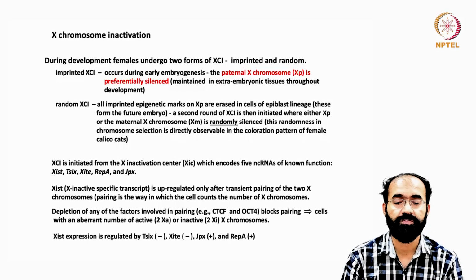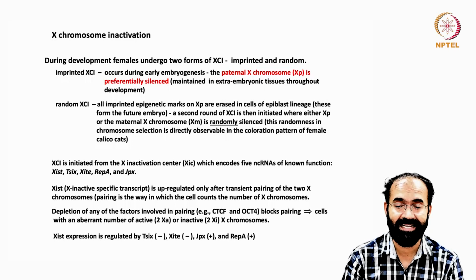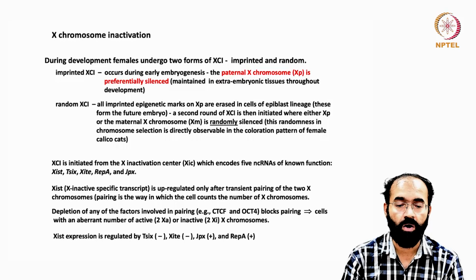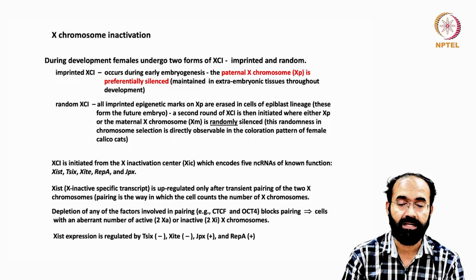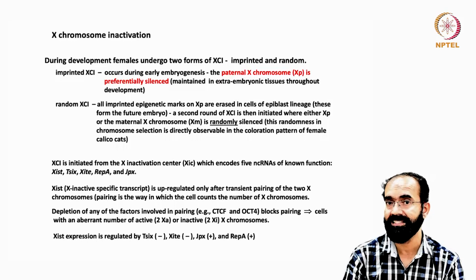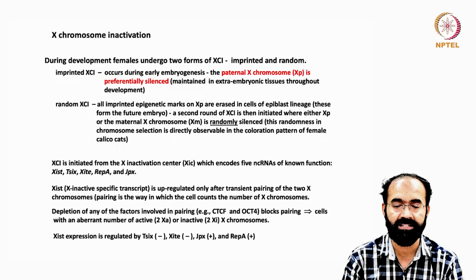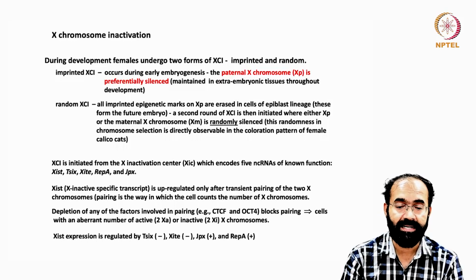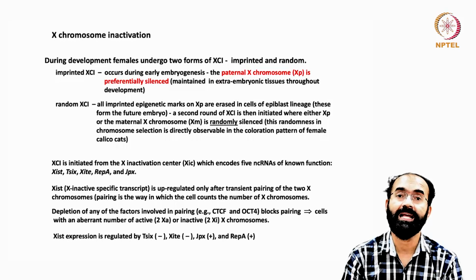That means the paternal X marks are erased in cells of the epiblast lineage, and these form the future embryo epiblast cells. A second round of X chromosome inactivation is then initiated, where either Xp or the maternal X chromosome, referred to as Xm, is randomly silenced. No bias is given to any of them. Randomly silenced, and this randomness in chromosome selection is directly observable in the coloration pattern of female calico cats, which we have seen already.